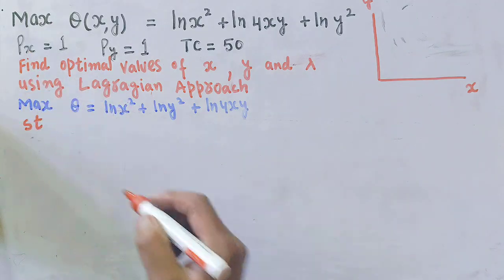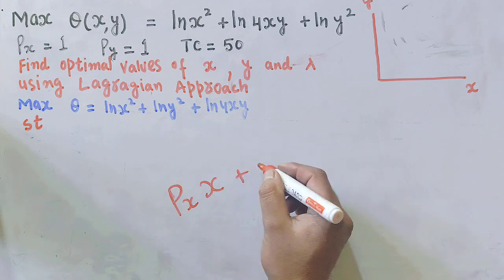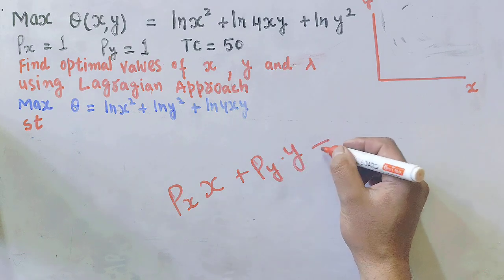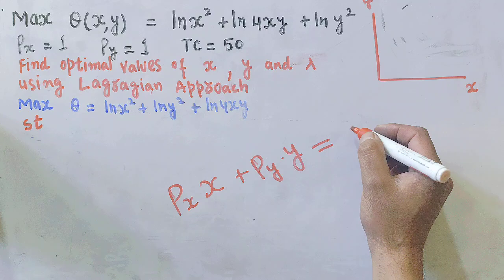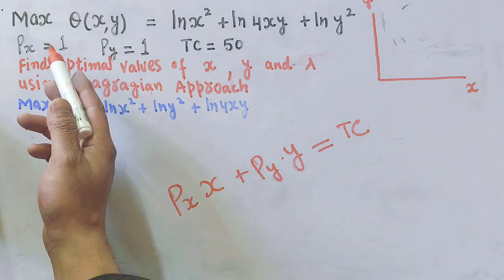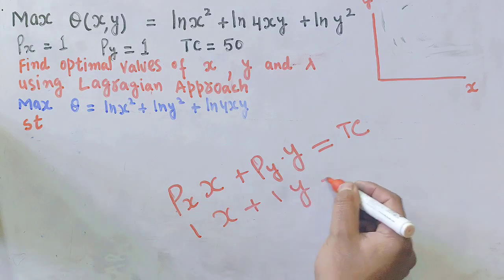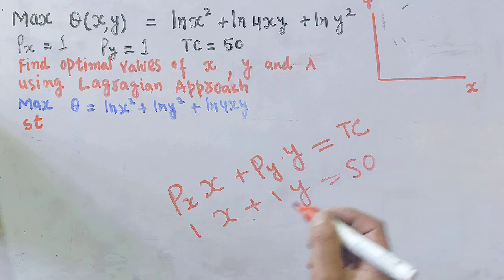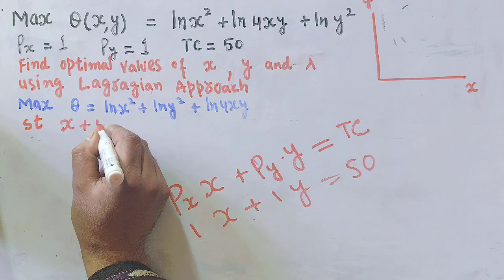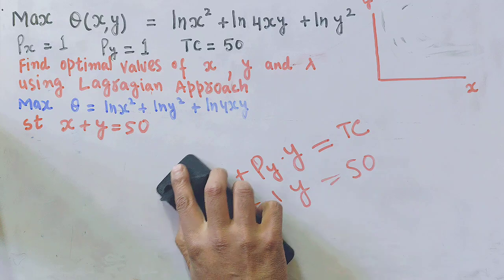That is, our constraint will be the price of x times the units of x employed plus the price of input y times the units of input y employed should be equal to the total cost, which is 50 here. The price of x is 1, so 1 into x plus 1 into y is equal to the total cost, 50. So our budget constraint will be x plus y is equal to 50.